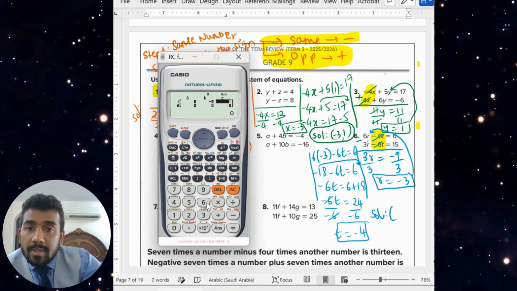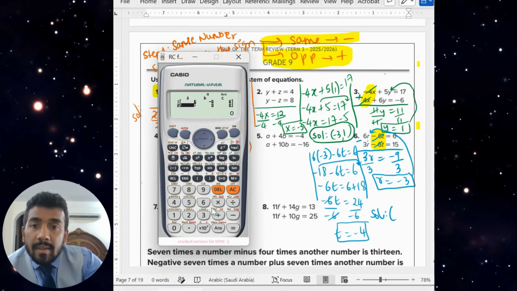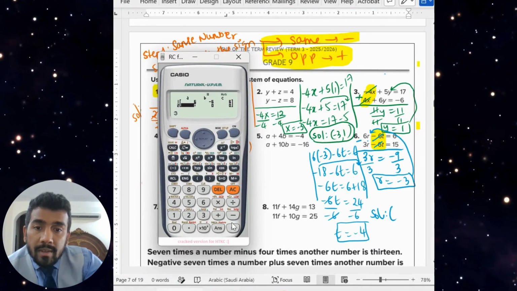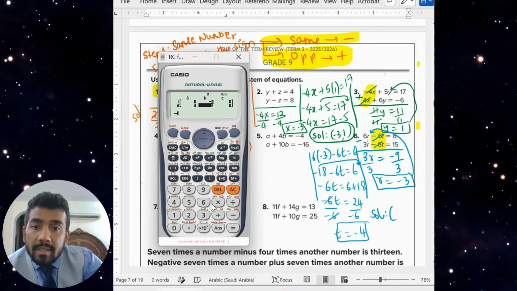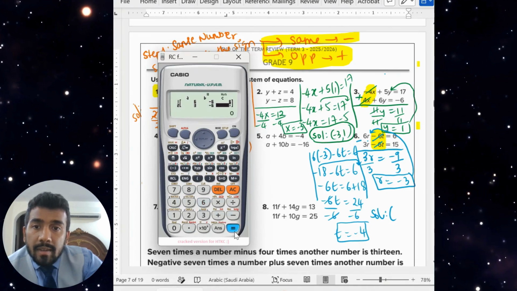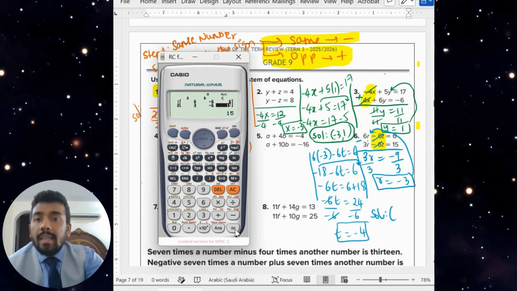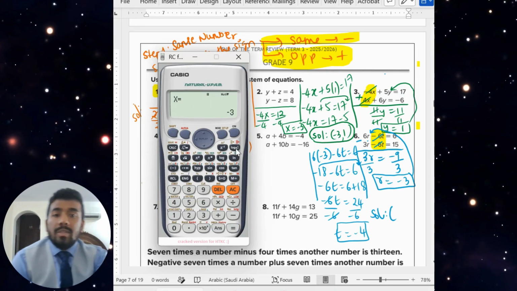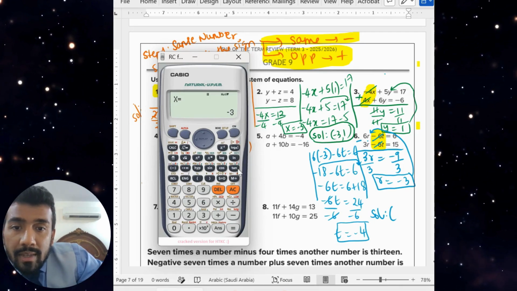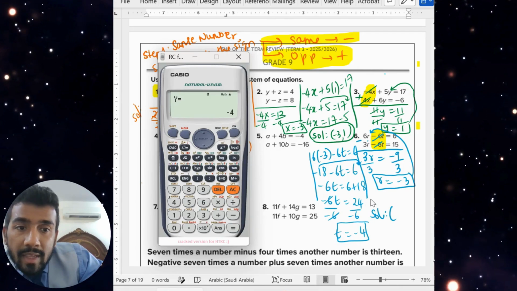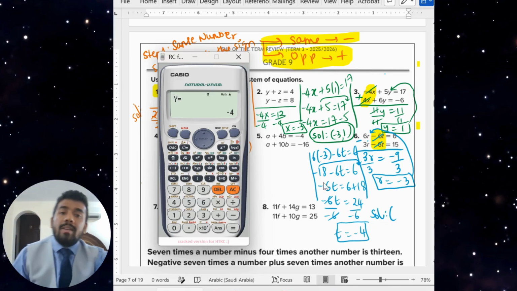What's the next variable? 6. Then again 3, minus 6, and then 15. Okay. Click equal, you get the answer. What's the answer? Minus 3 and then minus 4. You see, minus 3 and minus 4.